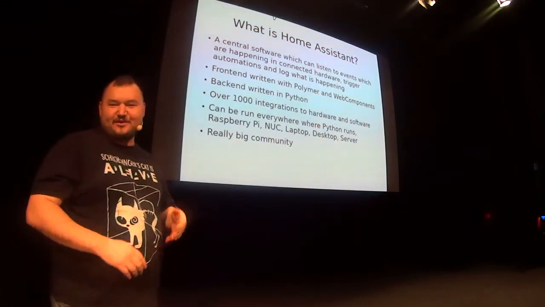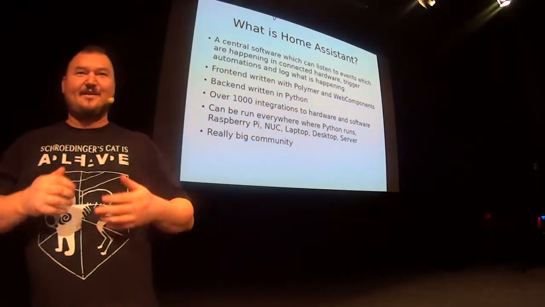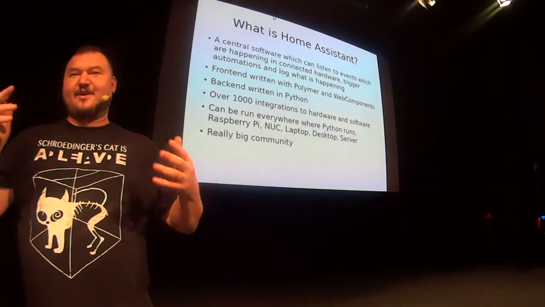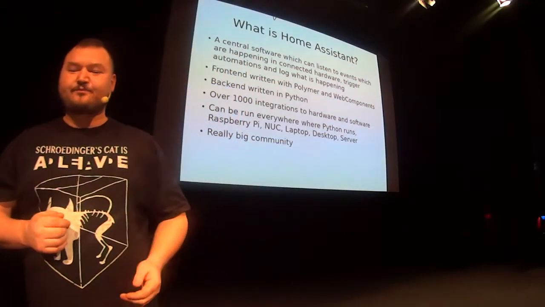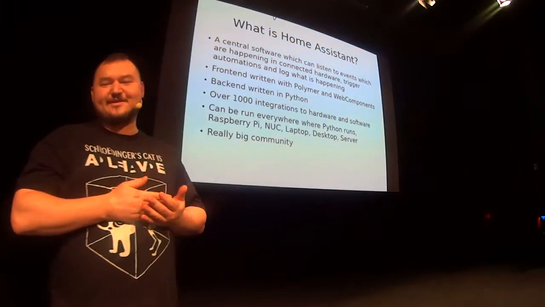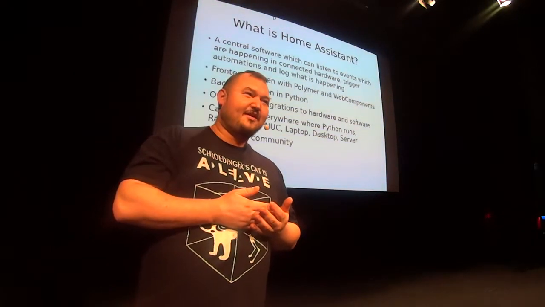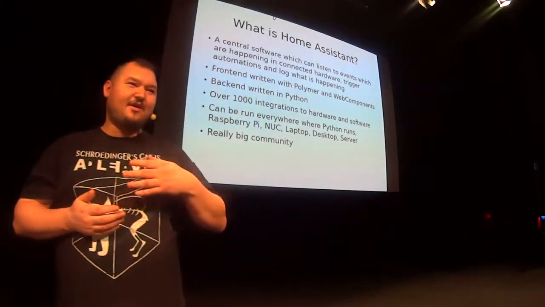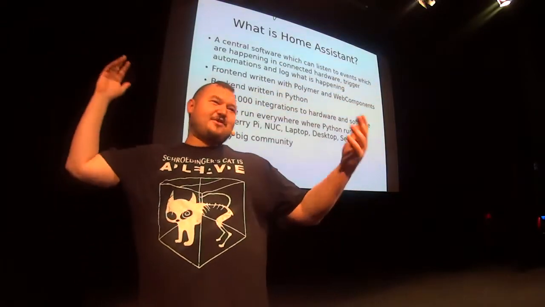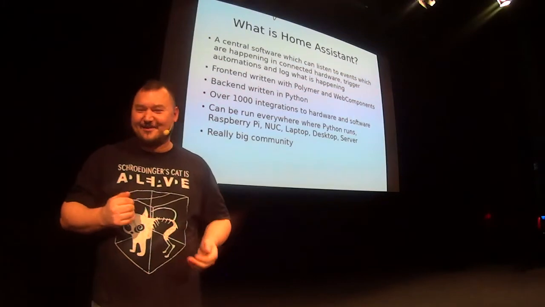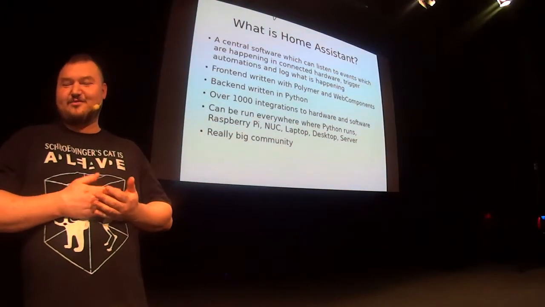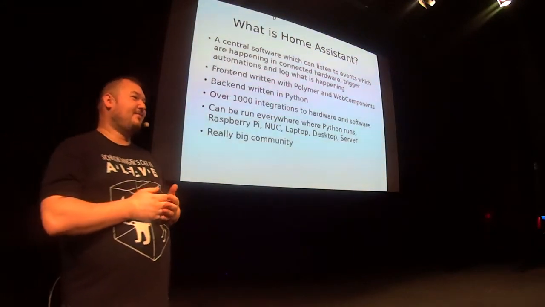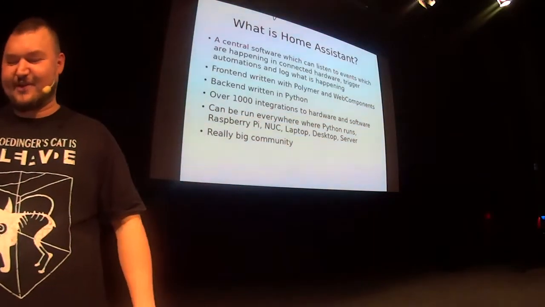So the front end is written in a JavaScript library called Polymer, and it uses web components, which are quite a new thing. They kind of use the Google Material Design guidelines. And the really nice thing about Home Assistant is that the backend is written in Python, so you can run it basically on whatever hardware you want, which just needs to support Python, from an old Raspberry Pi up to a Dell server somewhere in Germany or whatever. It has over 1,000 integrations with different hardware and software around. And it has a really, really big community. Yeah, I will come back to most of the points later.